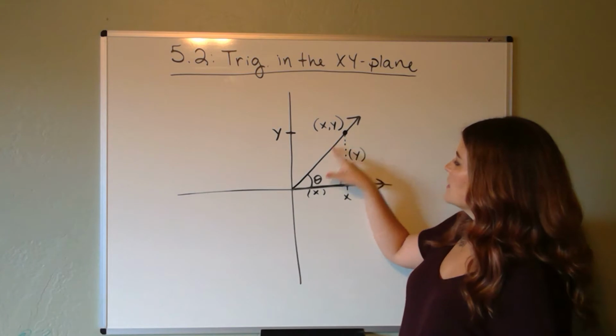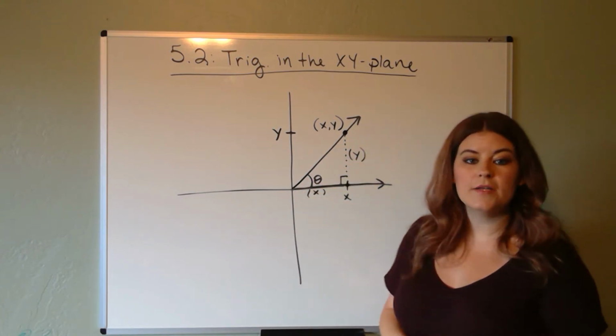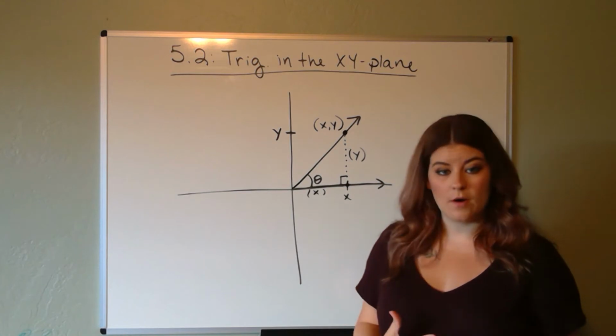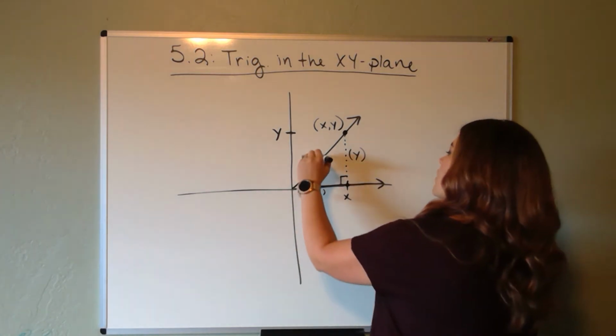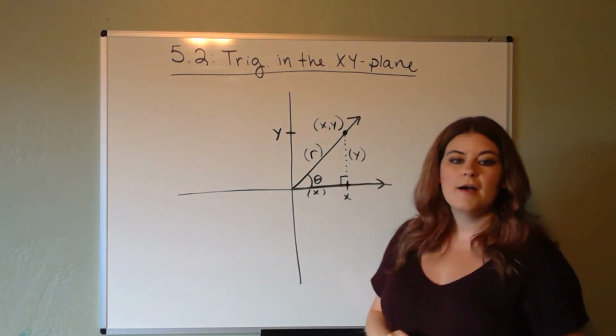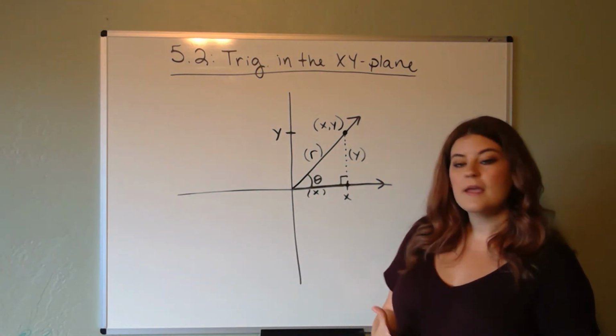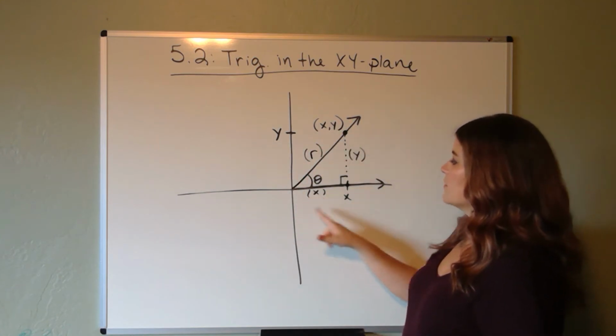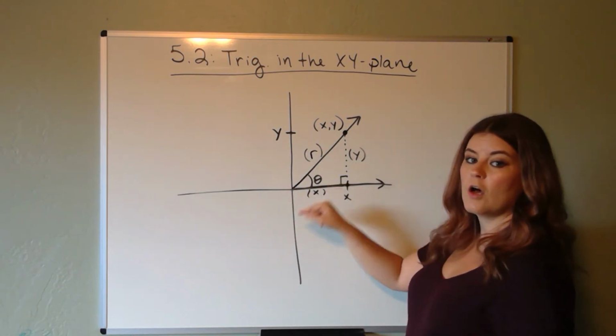The only side length that I'm missing is the hypotenuse. And you guys, I'm going to call that r. We use r as the length of our hypotenuse now. And now we're going to create how to find these trig functions when you have an angle in standard position on the plane.